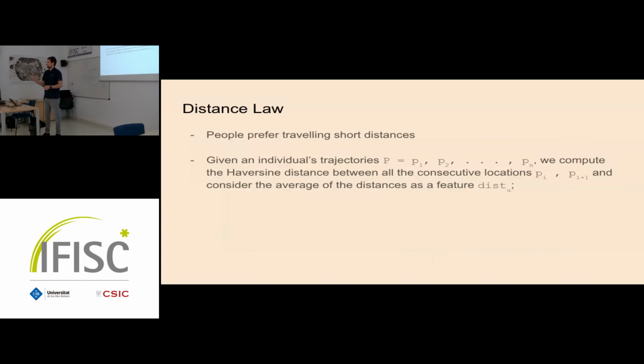Suppose that I'm in a location 1. I'm here for the first time. So I have no idea how the model can predict where I will go next, right? Because the model has never seen me here in IFISC. But if I tell the model, okay, you are new here, but usually when you travel, you do like an 800-meter distance to go from one location to another, well, this may help.